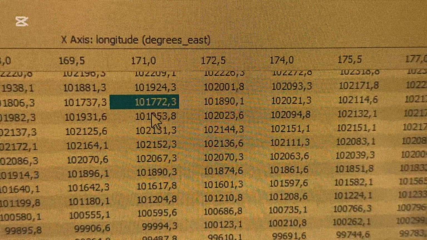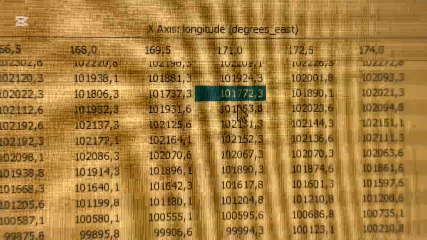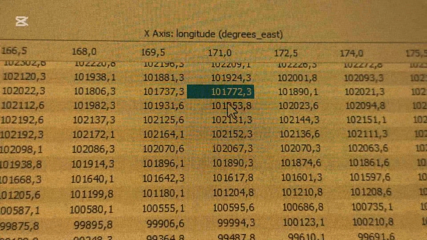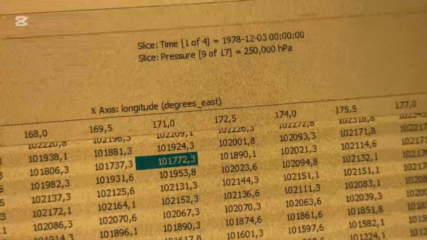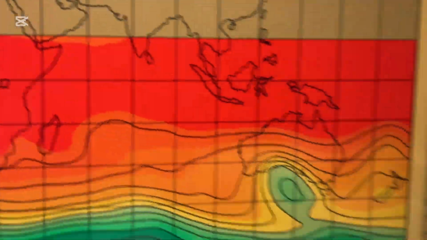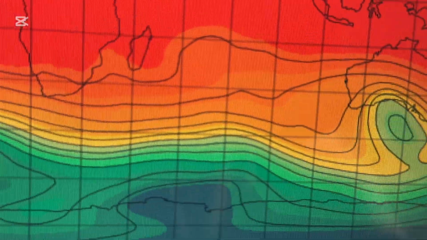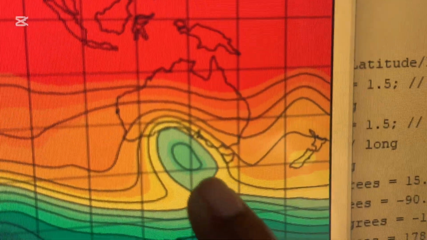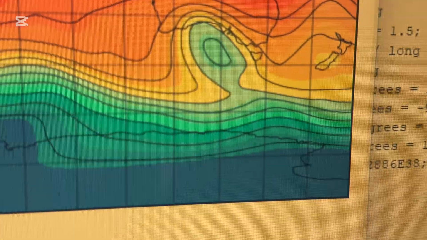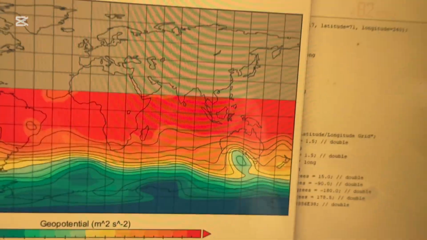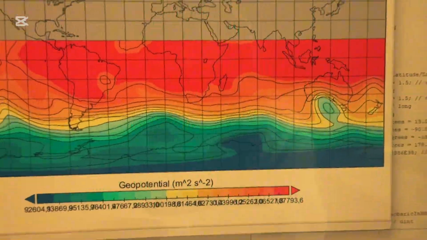That is actually valid. So as far as the geopotential height goes, as far as coordinates go, that is exactly where the cutoff flow core is. That corresponds to that, somewhere around here. So my database has found a cutoff flow.